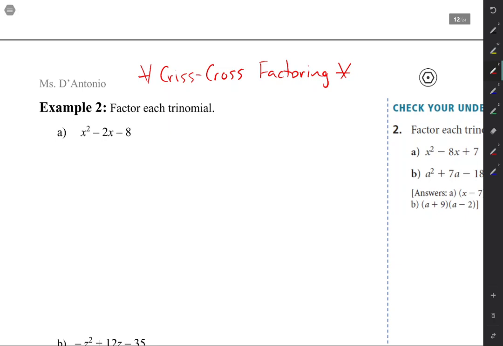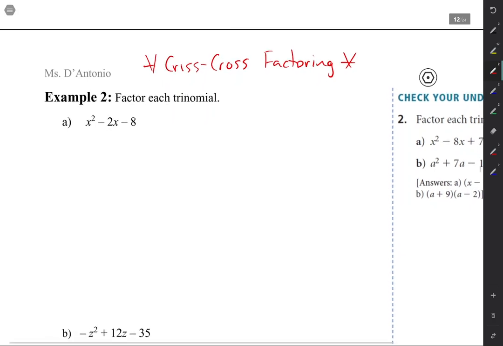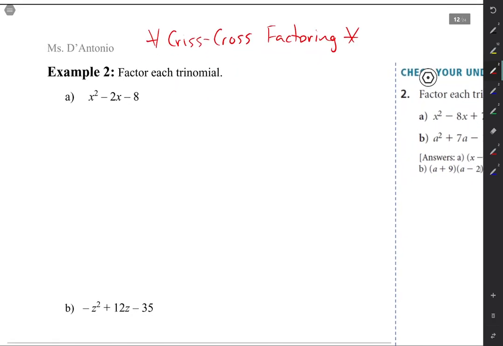Now, that being said, if you find this method too difficult, feel free to go look at another method on YouTube, and that one might stick with you more. I'm okay with that. As long as you factor it correctly, I don't care which method you use, but this is the one that I'm going to be teaching you. So let's start with this example 2.